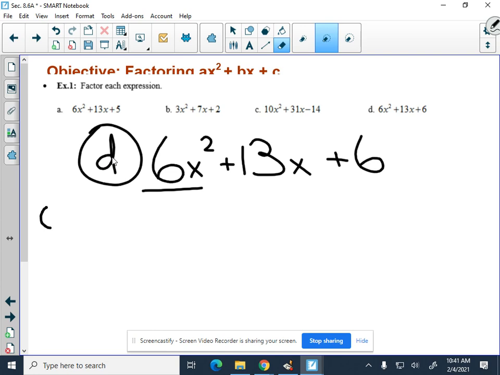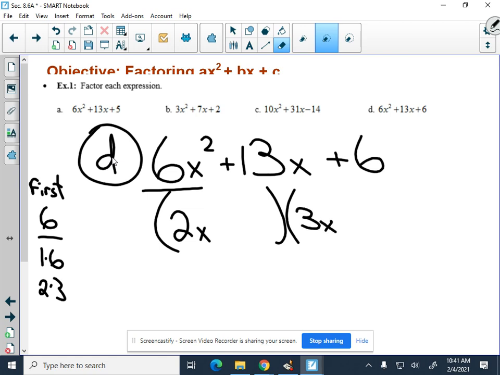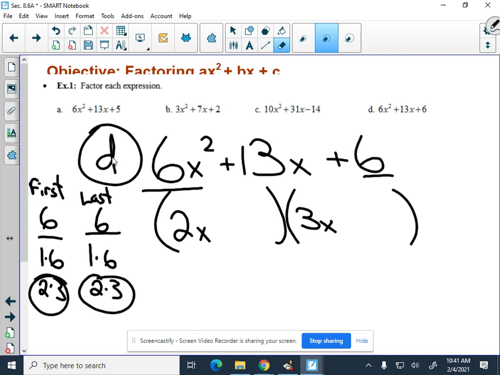6x squared. We have a 6. This is the first value. So we could have 1 times 6, 2 times 3. I'm going to take a guess and make it 2x and 3x. If you say 3x and 2x, fine. That's the same thing. Okay? It could be 1x and 6x. The last number, 6. Well, this is the last part. It's the same, 1 and 6, 2 and 3. So these are my first numbers. I'm going to start with the 2 and 3 as the last numbers and see if I can work it out.